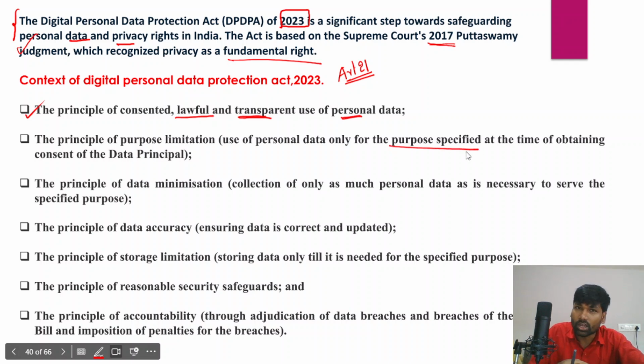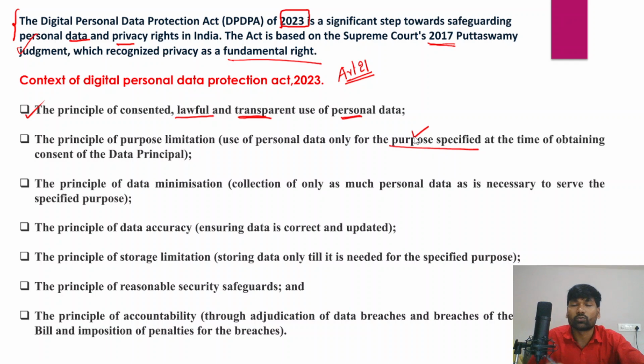For example, if the government or any law enforcement agency is using your personal data, that agency must specify the purpose for the usage at the time of obtaining consent. This is very, very important. And apart from that, the principle of data minimization: collection of only as much personal data as is necessary to serve the specified purpose. Even law enforcement agencies and governments are not empowered to collect all the personal information belonging to one particular person, but only the data required for the specified purpose.